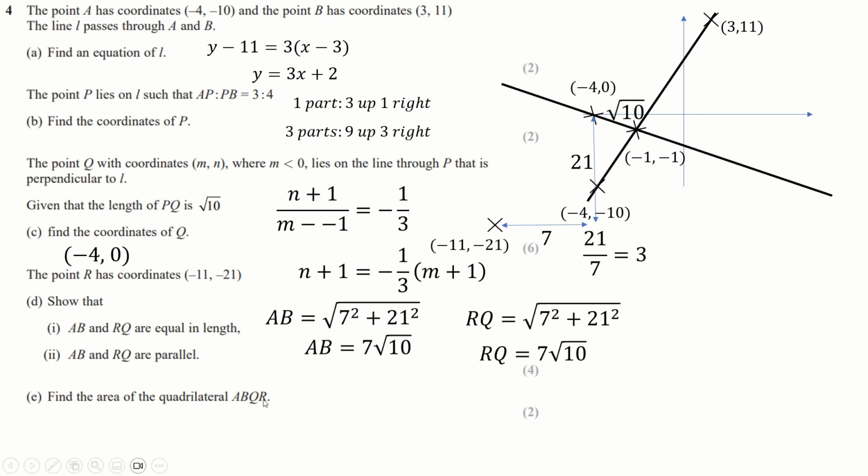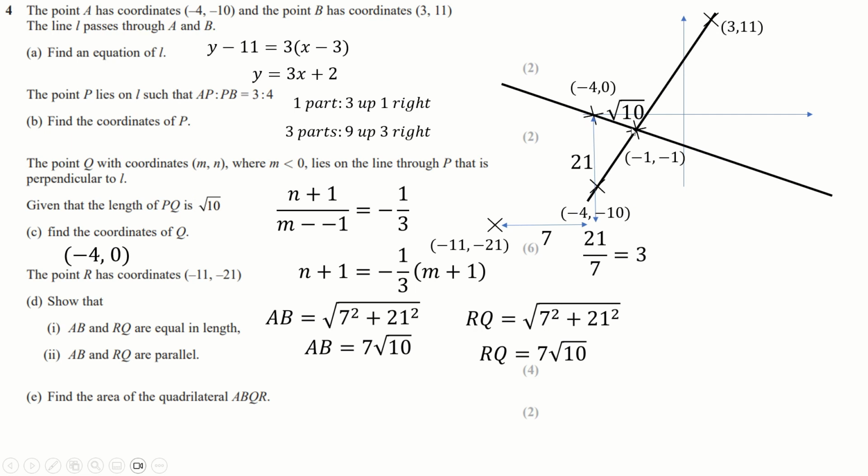We've got the area of the quadrilateral A, which is here, B, Q, R. Now that's just clearly a parallelogram. So the area of a parallelogram is just the base times perpendicular height. But we already know the perpendicular height is root 10, because we worked that out much earlier, or in fact we were actually told that much earlier.